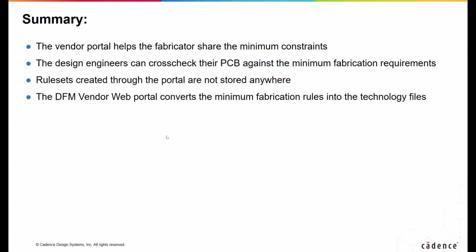Some points to be noted here are: the vendor portal helps the fabricator to share the minimum design for fabrication constraints. Using these constraints, the design engineers can cross-check their design against the minimum fabricator requirements. The rule sets created are not stored anywhere, thereby protecting the privacy concerns of the fabricators and the customers. The web portal converts the minimum fabrication rules into technology files supported by the Allegro X PCB editor.